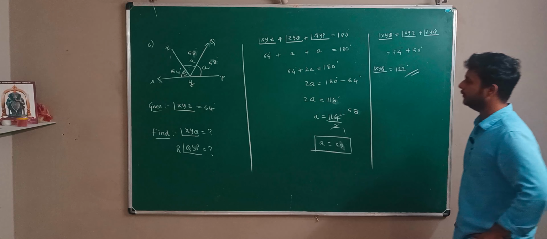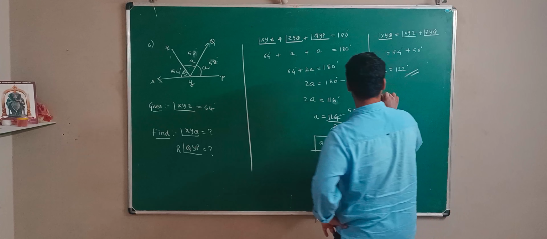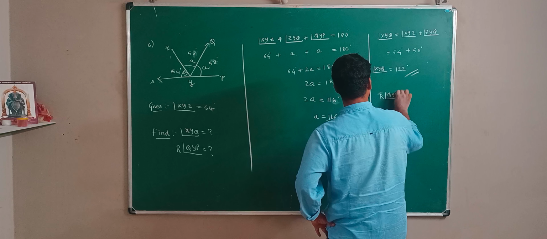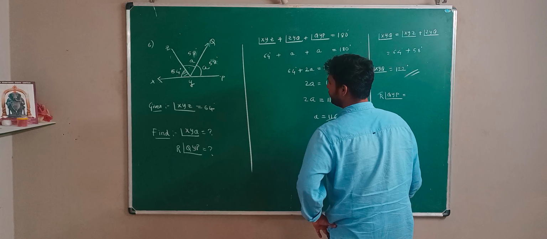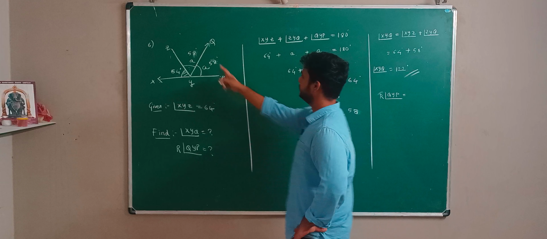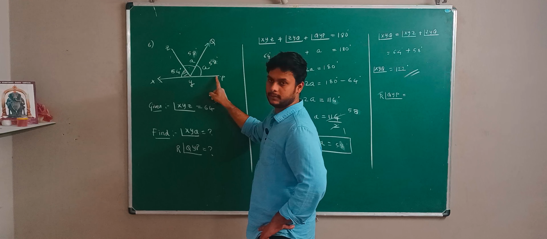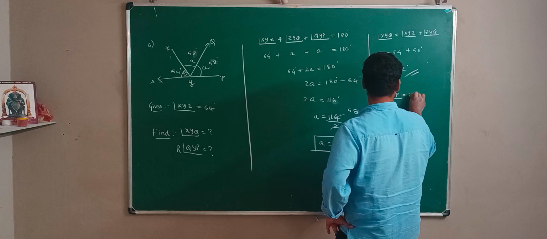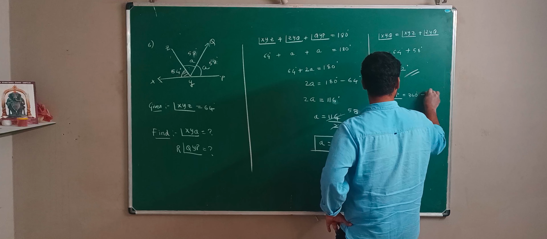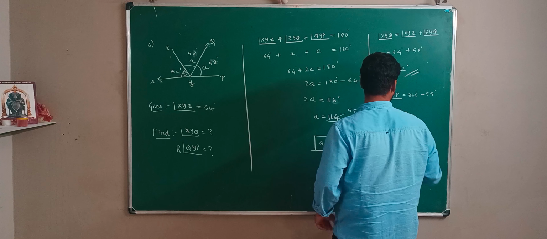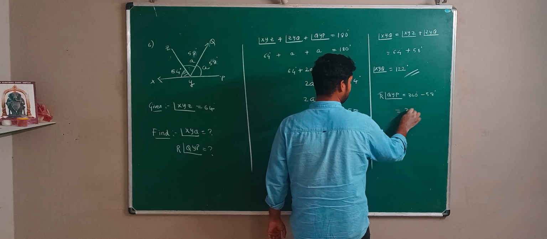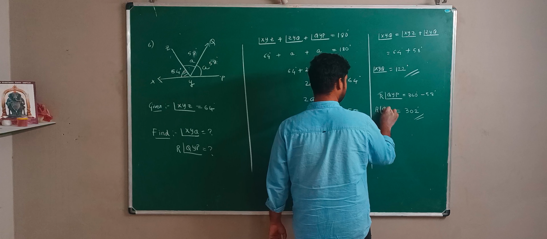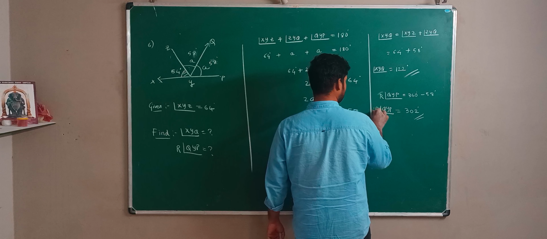Understood? Now he is asking me the reflex of angle QYP. So reflex of angle QYP. QYP is here. QYP is 58 degree. So 360 degree minus 58 degree, that is 302 degrees. Easy? Easy?